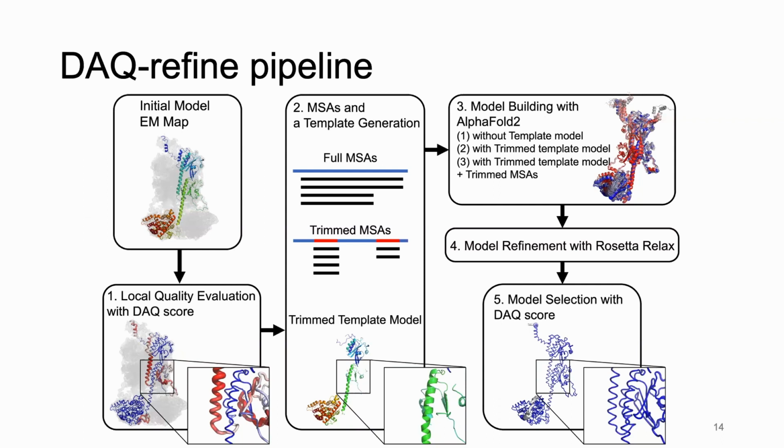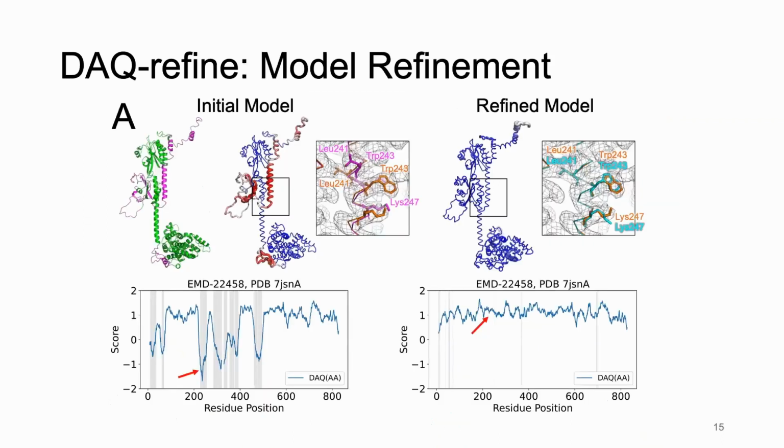Then we evaluate by the DAQ score. Then we can look at the results. This paper is already published. So this is an example. Initially, the initial models have many bad regions, but by applying the DAQ refine, it automatically refines the regions, and then all looks good.